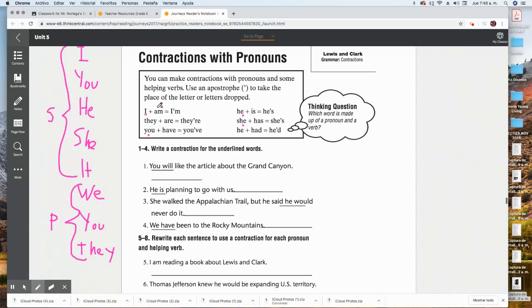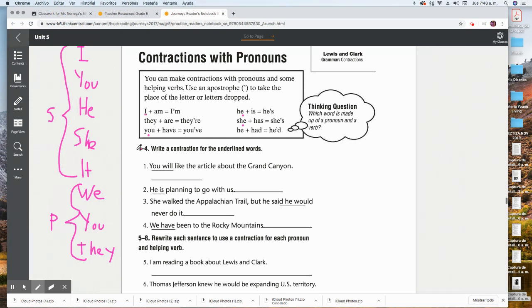They plus are, they're. You plus have, you've. He plus is, he's. She plus has, she's. He plus had, he'd. So these are a few examples that you can use to complete your assignment.